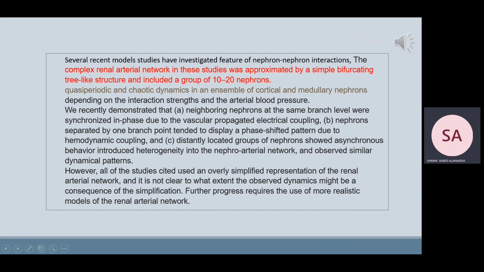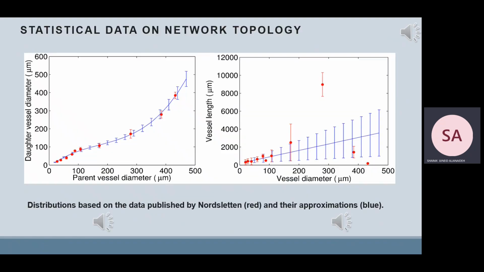And now we are going to talk about the models. Several recent model studies have investigated features of nephron-nephron interactions. The complex renal arterial network in these studies was approximated by a simple bifurcating tree-like structure and included a group of 10 to 20 nephrons. And these are the graphs for the network topology.